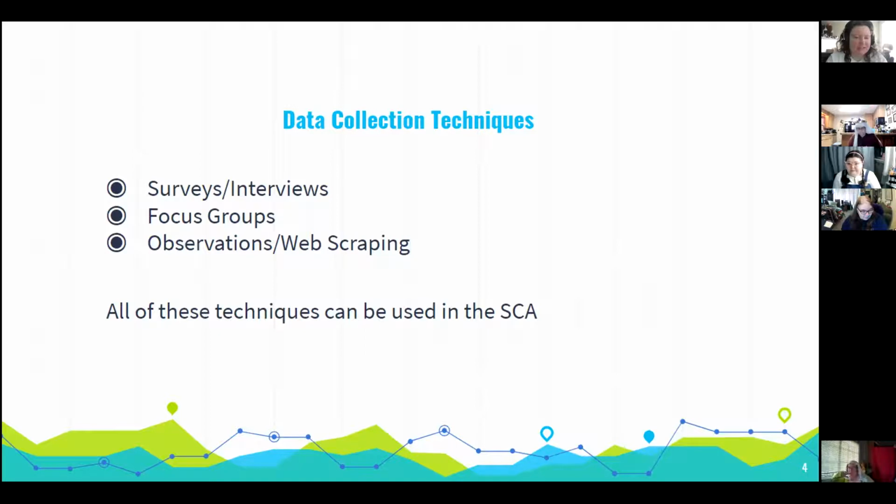So this is stuff like going to a Facebook page and seeing how many people say they're going to go to an event. Or, specifically for Zoom, there's a way to look at how many people show up to a Zoom event in the data summaries that Zoom prints out for the Zoom host. And all of these techniques can be used in the SCA. We're going to focus mostly on the surveys and interviews because that is the one that I see most often being used in the SCA, and those are the least straightforward, actually.